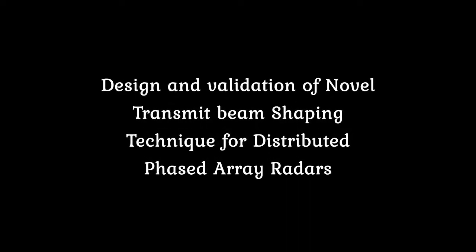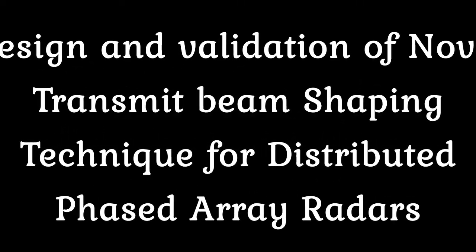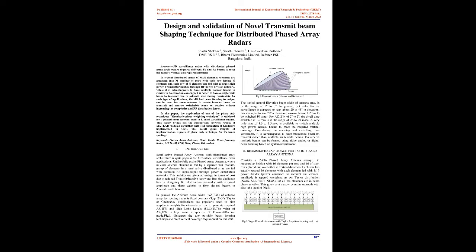Design and validation of novel transmit beam shaping technique for distributed phased array radars. Abstract: 3D surveillance radar with distributed phased array architecture requires different TX and RX beams to meet the radar's vertical coverage requirement. In a typical distributed array of m×n elements, elements are arranged into m rows with each row having n elements, and each row of n elements is fed with a single high-power transmitter module through an RF power division network.